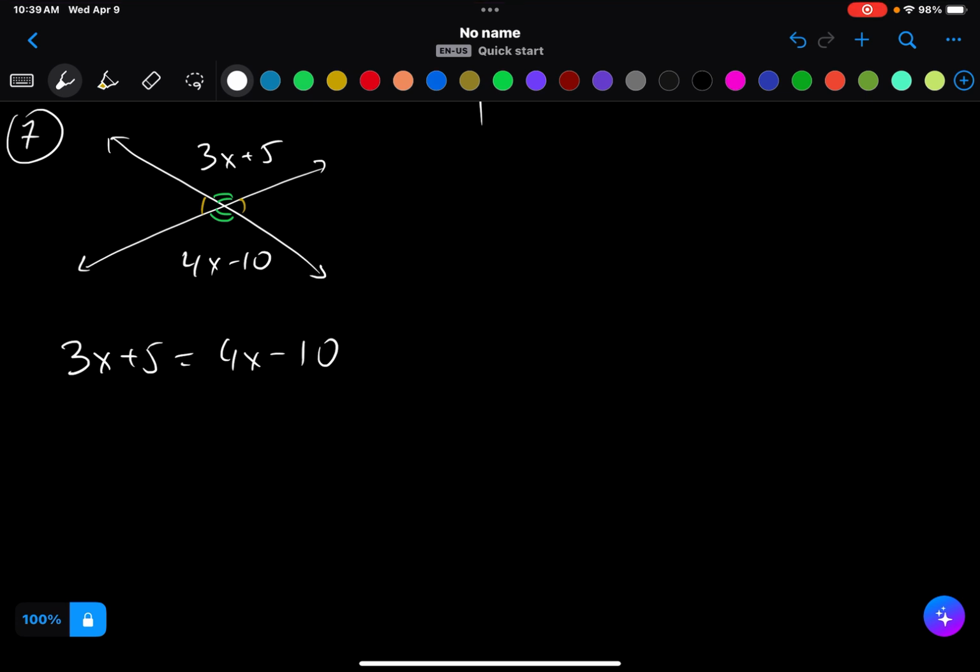Left or right doesn't matter, but I'm going to pick to get rid of the left one because that's the small one, I think. That's the easier one to get rid of. So subtract 3x from both sides, which makes the x on the left disappear, which is what I want. So now you have 5 equals x minus 10. And now for the final step to solve for x, just add 10 to both sides. That's gone here, and x is just 15. Super simple.